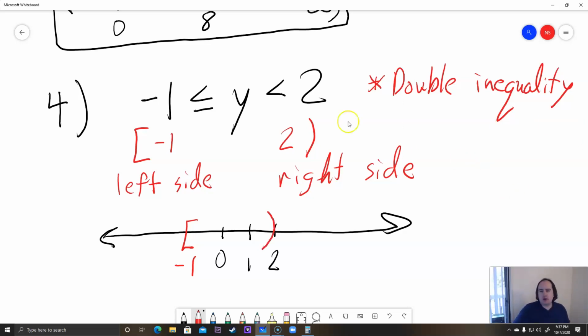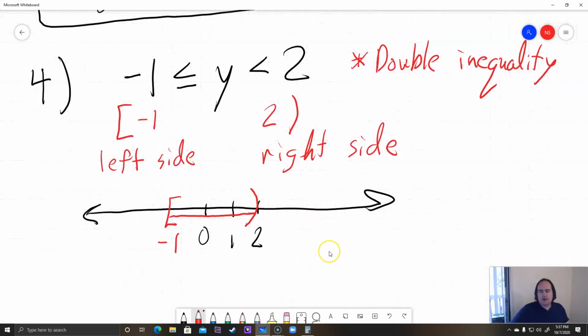And then our variable y is in between these two numbers, which means our inequality is actually going to be this part in the middle. So I shade that in. So that right there is actually our graph. Okay, so double inequalities really just mean the middle part in between the two numbers.